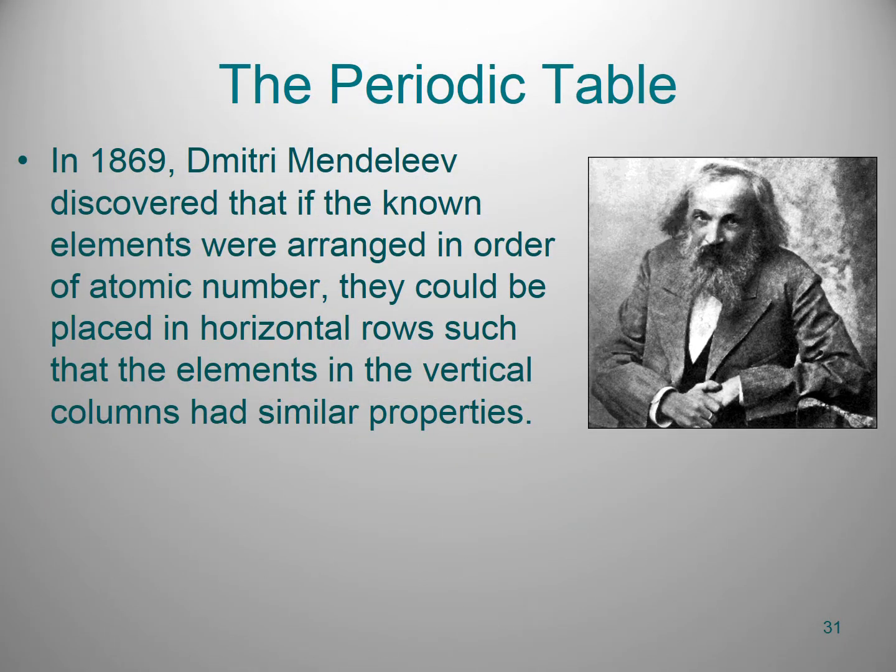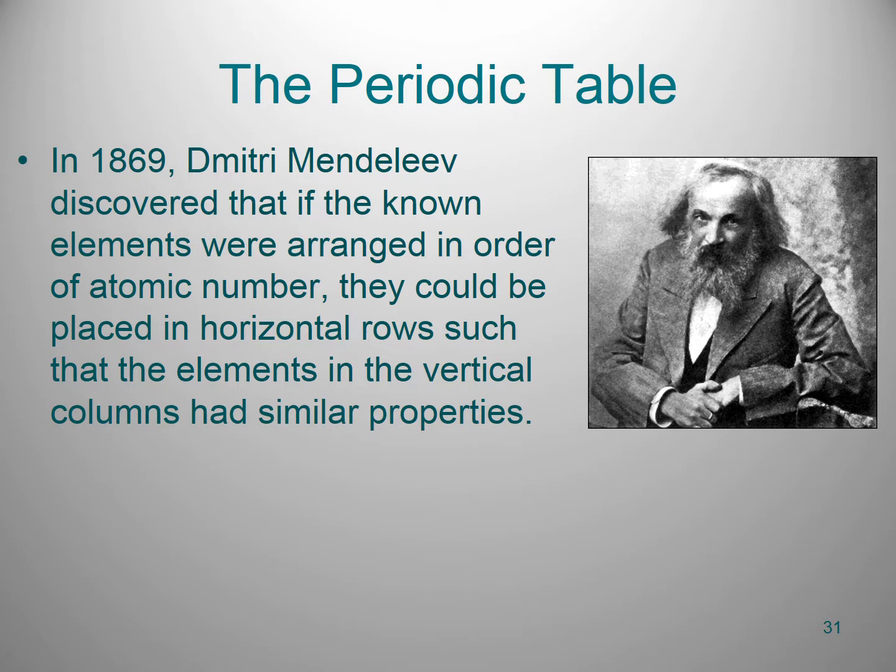So let's take a look at the periodic table. It was first organized, or Dmitri Mendeleev is given the credit for sort of discovering how elements are organized, or putting them in an order. Of course, at the time, he didn't know about atomic number. He arranged them in order of mass.